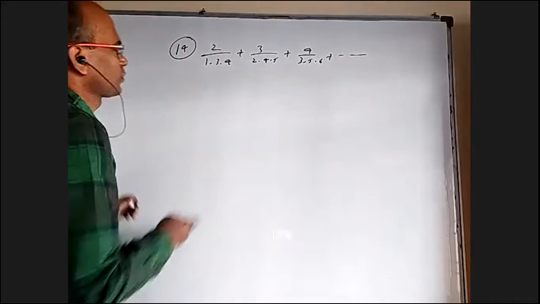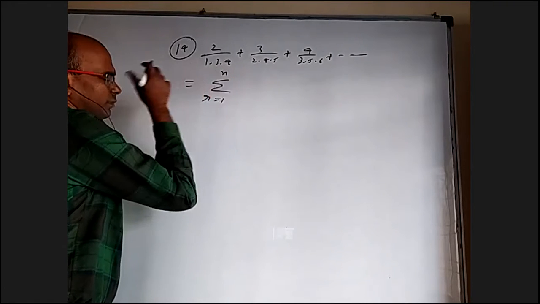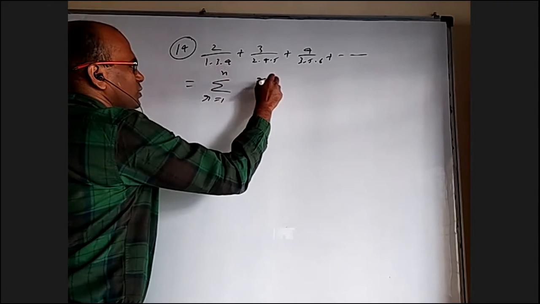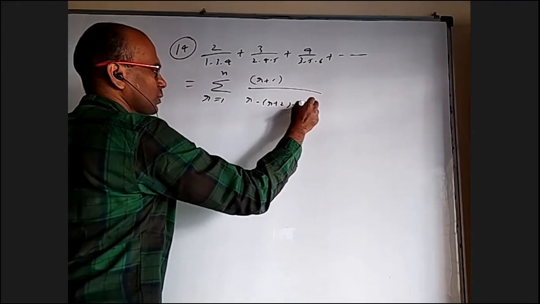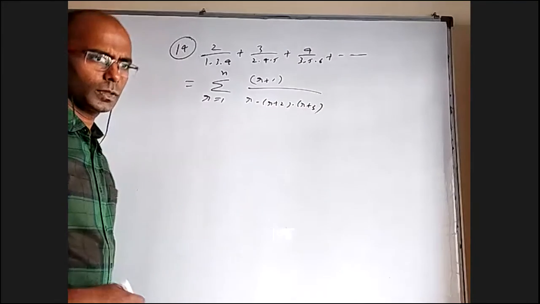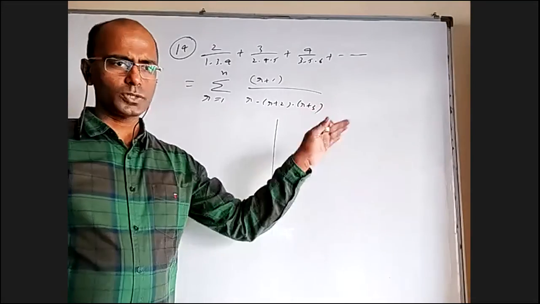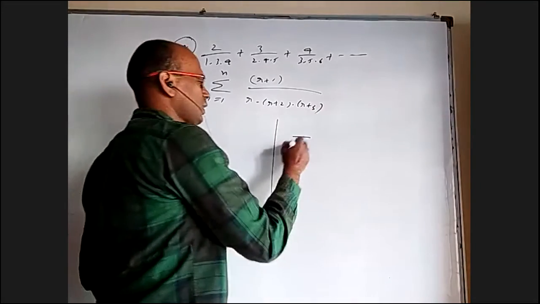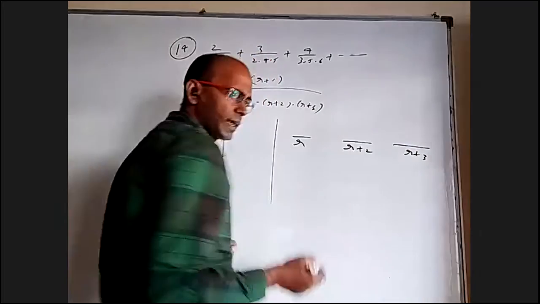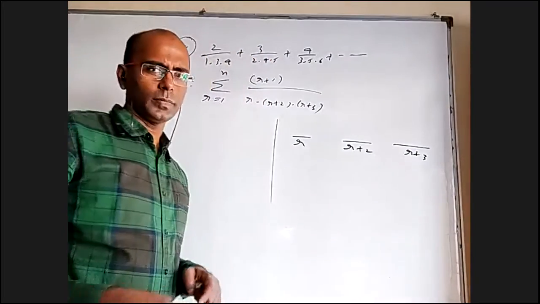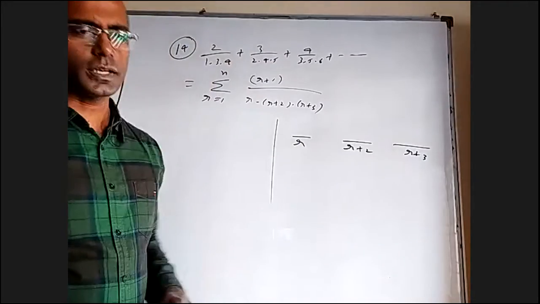Okay. So if you want to write the general term for this, sigma r equal to 1 to n, r plus 1 by r into r plus 2 into r plus 3. One method is you can use partial fractions: a by r plus b by r plus 2 plus c by r plus 3. Let us see what happens. You'll get an answer which may not be there in the material. It may be a different answer, but that is also correct.